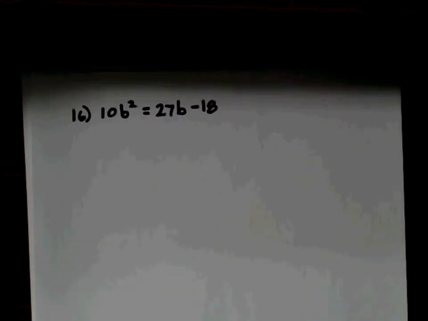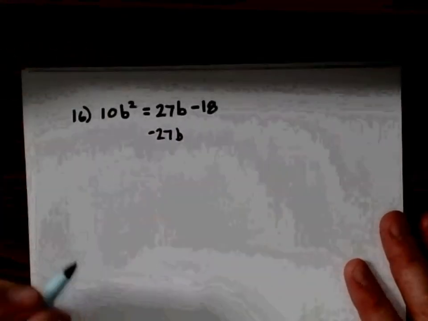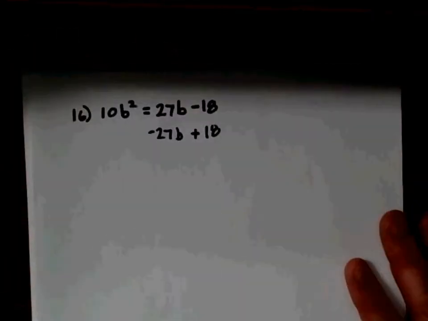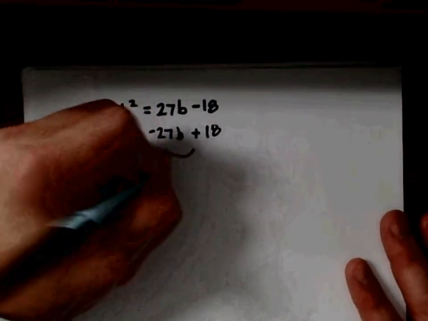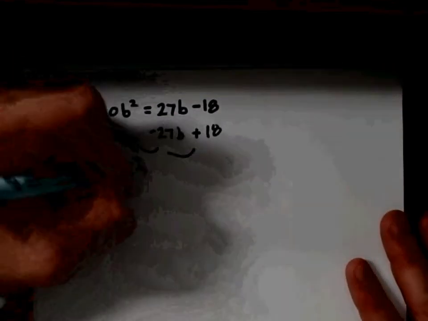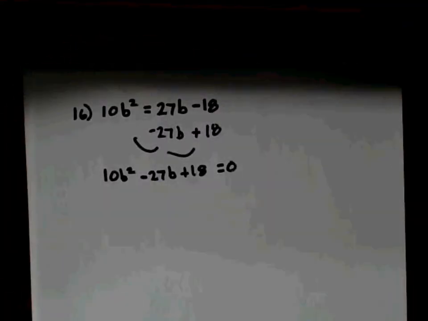I'm going to move the 27b by subtracting 27b. I'm going to move the 18 by adding 18. Those are going to cancel out and create zeros. I'm going to do the same thing to the other side. What I'm left with is 10b squared minus 27b plus 18 equal to 0. And remember, the most important thing about it equaling 0 is that we're finding the x-intercepts, and the y value is 0. That's the most important thing.